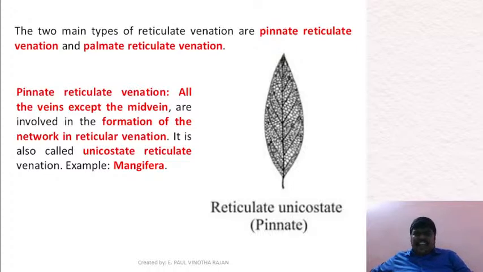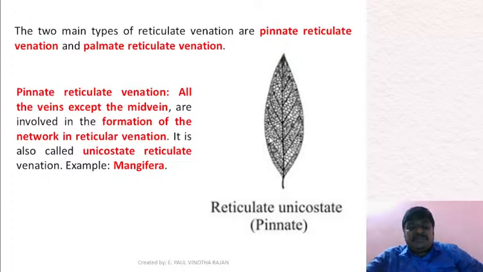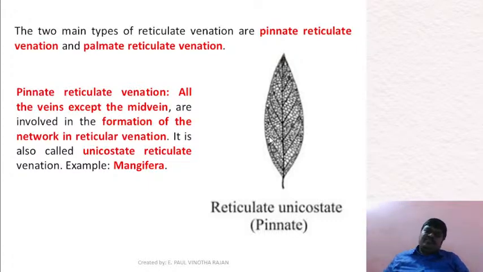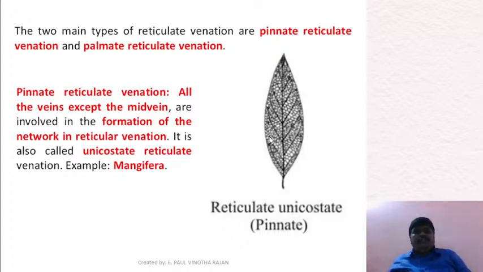Pinnate reticulate. See the diagram here, pinnate type. All the veins except the middle vein. This is the middle one, the midrib. Except the middle one, the midvein, all other veins are involved in the formation of the network. That is called unicostate reticulate venation. This is one type of pinnate.